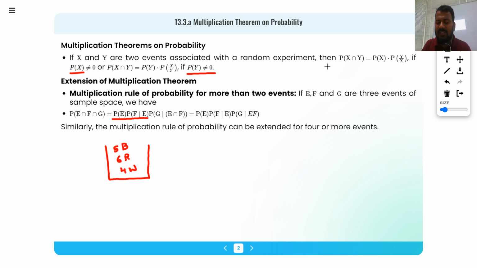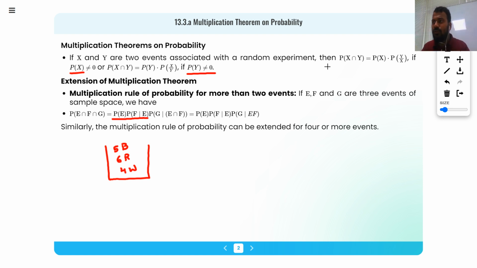Now here you have to select 3 balls at random such that you will get 1 blue, 1 red and 1 white. So it means blue, red and white, all 3 should happen. So what you're going to do is, first you're going to find out the probability of one event. Which one? You can take anything. Let us assume you're going to take out the probability of blue happening.